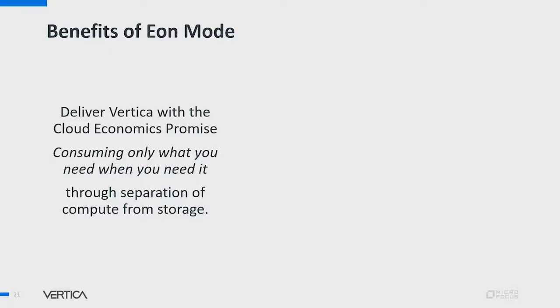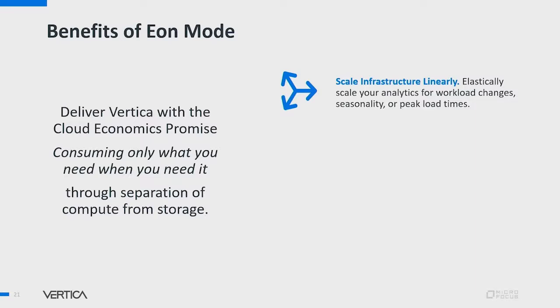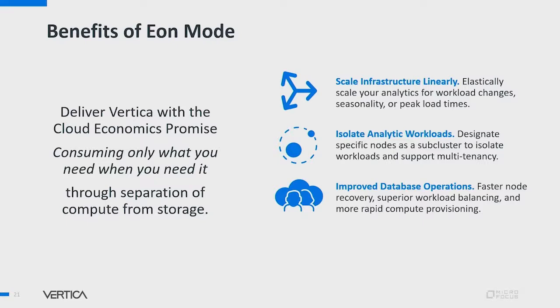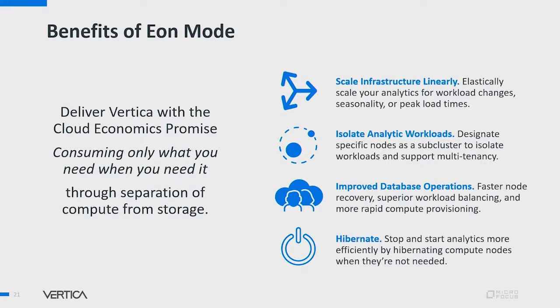On the left, Eon mode delivers Vertica with the cloud economics promise, which is to consume only what you need when you need it so that your spending is aligned with workload demands. And we achieve this through the separation of compute from storage. Separation lets you scale your infrastructure linearly up to meet increased demand, down to save money. Isolate analytic workloads so that one workload does not impact the SLA or service level agreement of another workload. Improve database operations, particularly faster node recovery, and hibernate your cluster to save money when not in service, then bring it back when you need it again.